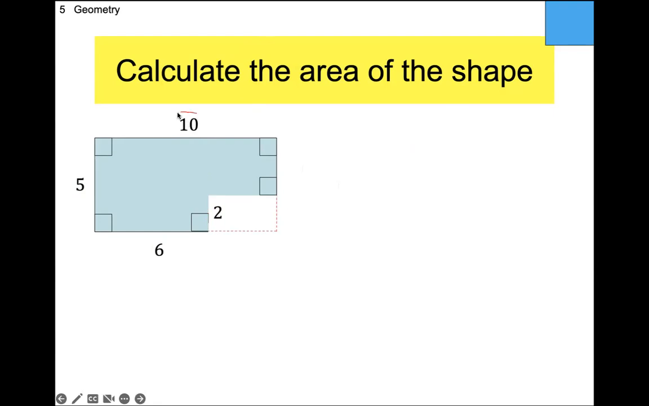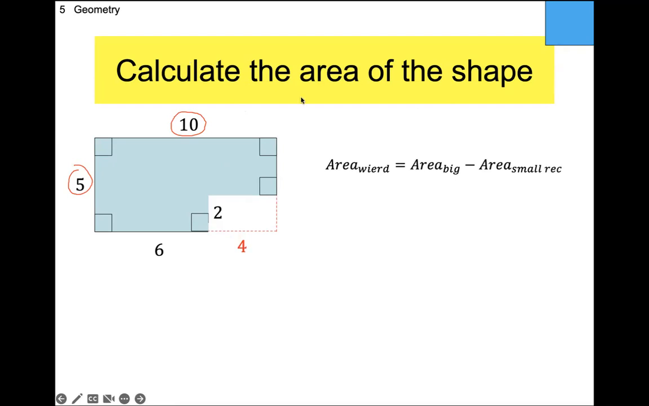The larger rectangle has a base of 10 and a height of 5, which would be 50. So if I knew that, I would simply need to subtract the smaller rectangle, the white one there. Ten minus 6 is 4, so it would have a dimension of 4 on the bottom, right? So 2 times 4 is 8.